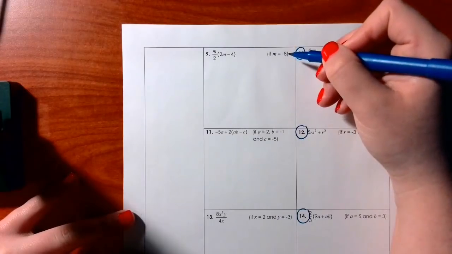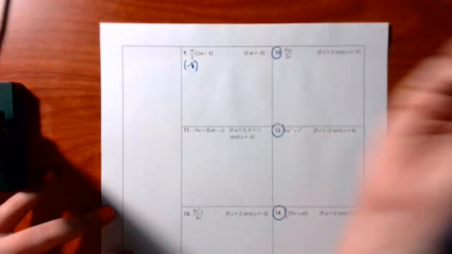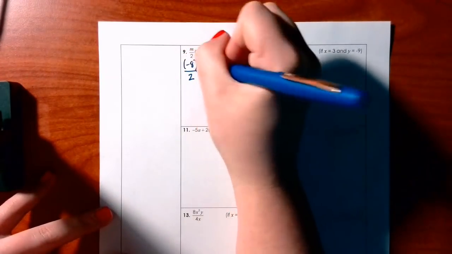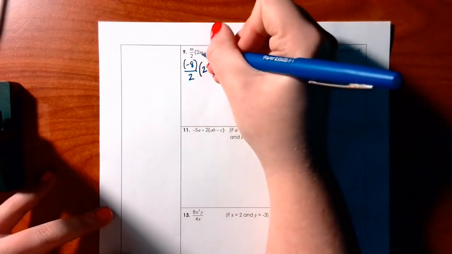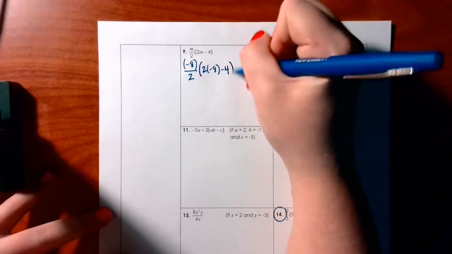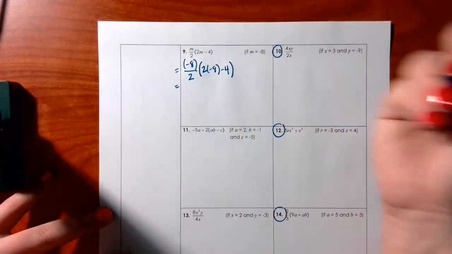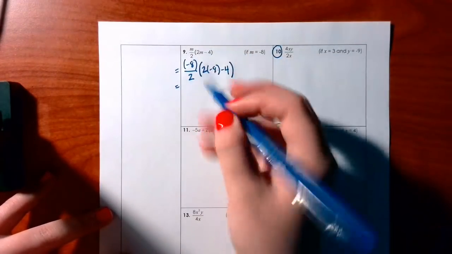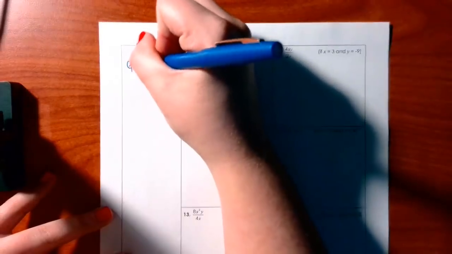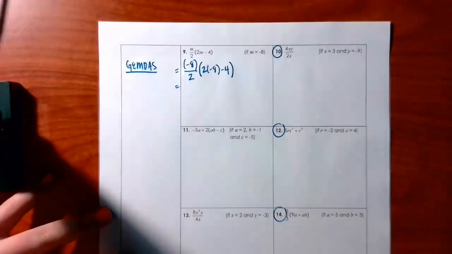So m is equal to negative 8. So we're going to put negative 8 wherever there's an m. So over 2. Remember, keeping our parentheses, 2 times negative m, so negative 8 minus 4. All I've done is written things down. So now I'm just going to take it one step at a time. I need to deal with grouping first, right? So GIMDAS or PEMDAS, whichever you want to call it. Sometimes parentheses can be confusing if you just think about G as meaning grouping.